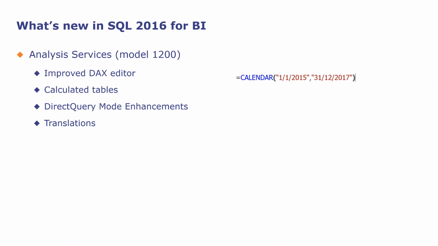Calculated tables are also a new feature in Analysis Services. It already exists for a few months in Power BI. Now, what is a calculated table? This is a model-only table, and it is based on a DAX expression. So the expression you see, CALENDAR with the two dates, is one of those DAX expressions that will finally result in a table. You can then add calculated columns to that as well.